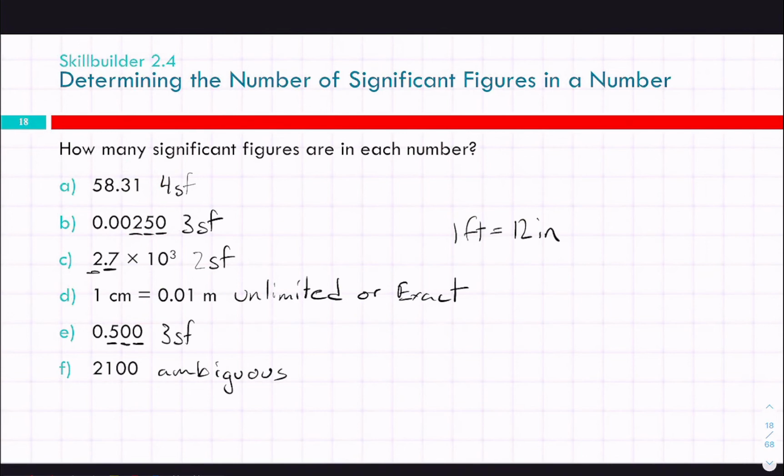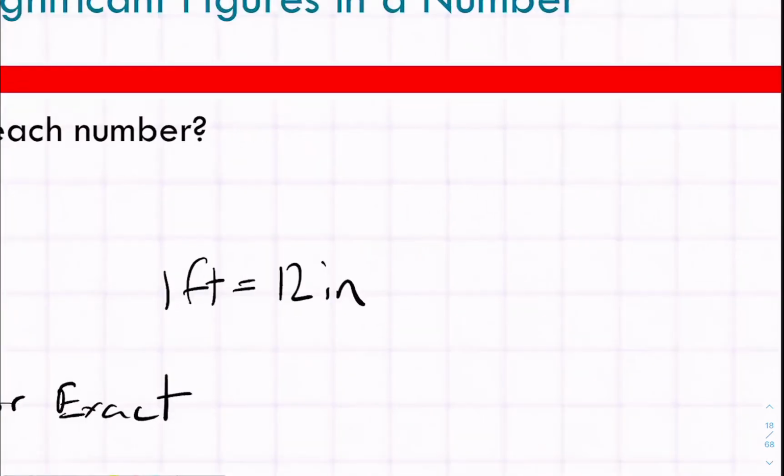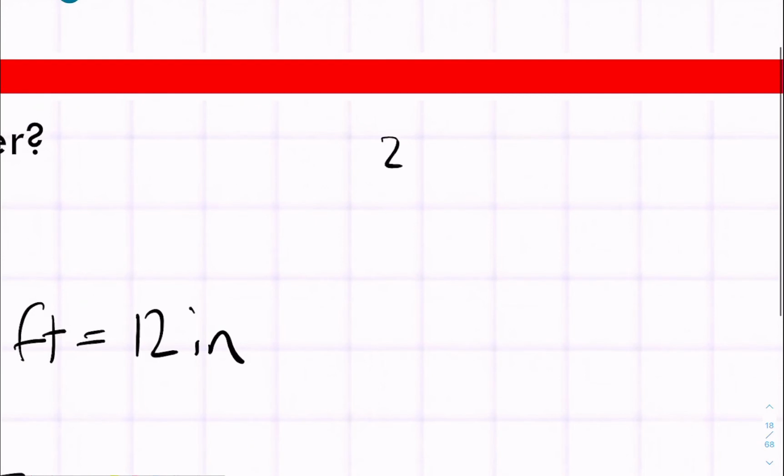If there was a decimal, what would it be? Let me do it, because I know it's kind of hard to see the bottom of the screen. This was 2100 with a decimal. Now how many is it? 4, because we have that written decimal. So trailing zeros count if there is a written decimal.